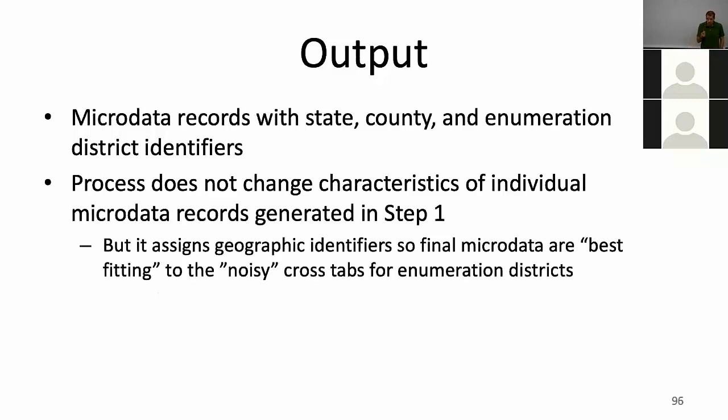The process does not change the characteristics of individual people, so they don't make males into females, or change the age of a respondent. They simply are assigning these geographic values to them. But remember that the output of step one microdata is already synthetic, right? So these are already fake people, but they are not changing the characteristics of any of those records.